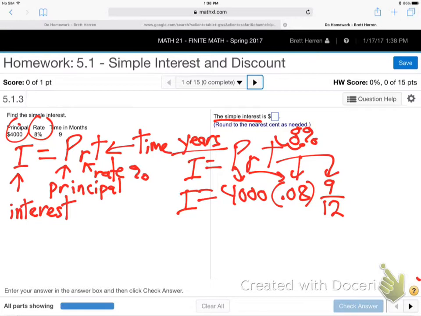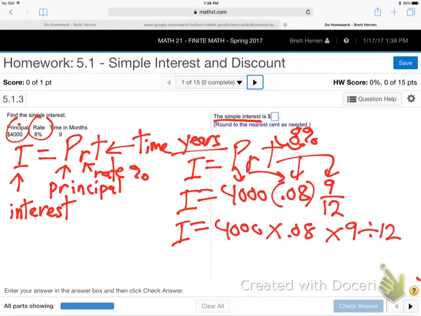Anyway, then just hit the buttons on your calculator. You know what I mean by hit the buttons? It'd be 4,000 times 0.08 times 9 divided by 12. That's how you do the fraction thing: multiply the top number, divide the bottom number, hit equals, and please let me know what the answer is. What is it? 3,840. Thank you. 3,840. That's the interest. That seems high.